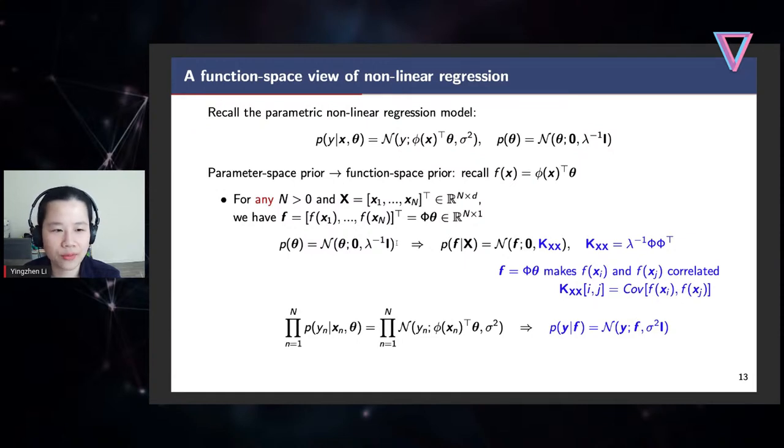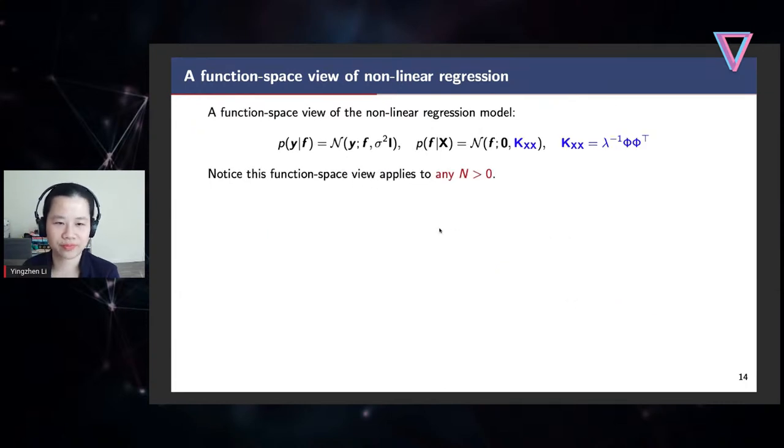Okay, so now we have changed from the parameter space view to the function space view. This gives you an equivalent notation of the parametric model, but now we are actually running things in a function space view. Also notice that this function space view applies to any n greater than zero. This is important to understand how we can extend these things to prediction.